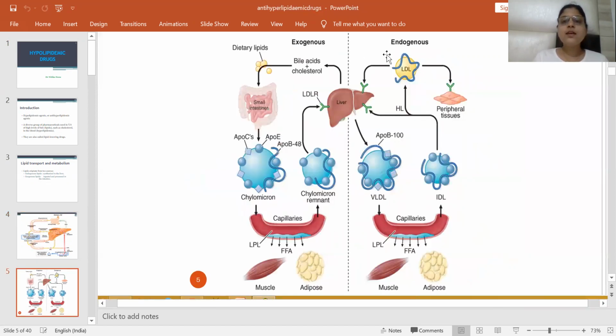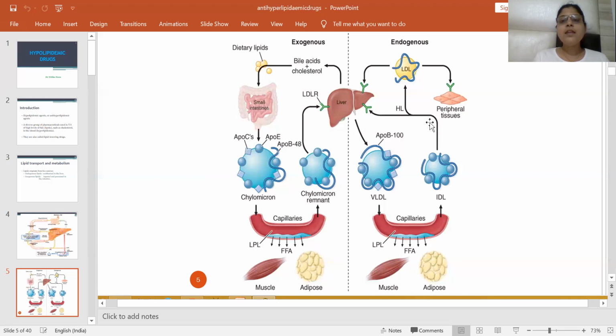Now, this is the exogenous and endogenous pathway. In the exogenous pathway, the dietary lipids in the small intestine, bile acids and cholesterol, form the chylomicrons, which have ApoC, ApoE, and ApoB48. On the chylomicron, lipoprotein lipase forms free fatty acids, which get stored in muscles and adipose tissue. The other form is chylomicron remnant, which is taken up by the liver. And from the liver, VLDL is secreted, and it gets converted by the lipoprotein lipase in the capillaries to free fatty acids and IDL.